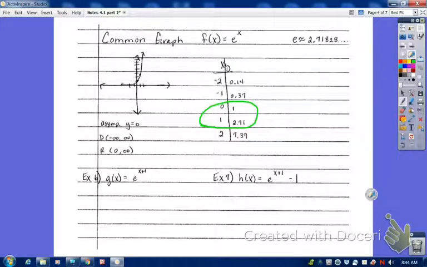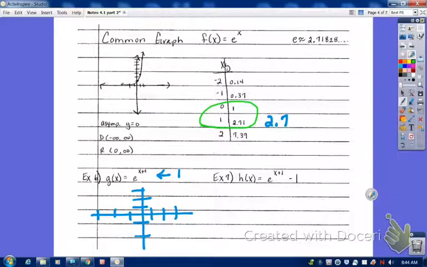So in example 6, what's the transformation? Left 1. We'll do a couple of these, and then we'll just talk about the transformations. Now this one's going to be a little bit harder because the second point is a decimal, but you'll do exactly what we did for 2 to the x. You'll just have to move 1, 2.7. If you don't want to use 2.71, I don't think there's going to be a lot of difference between graphing 2.7 and 2.71.